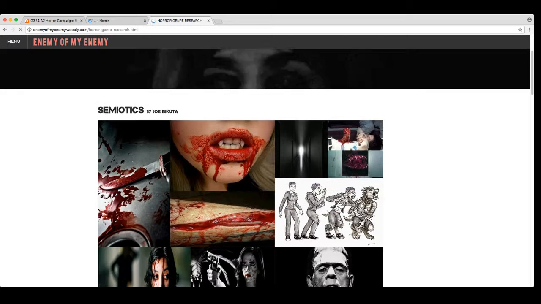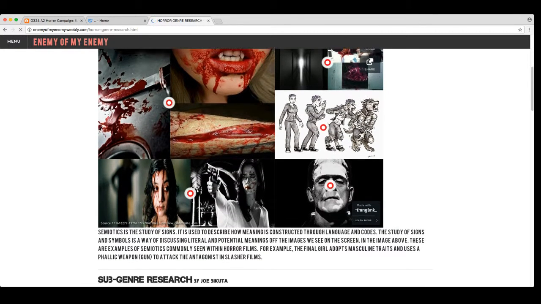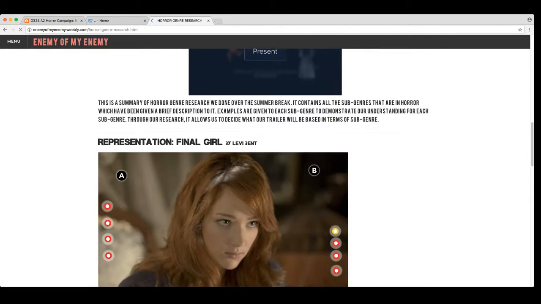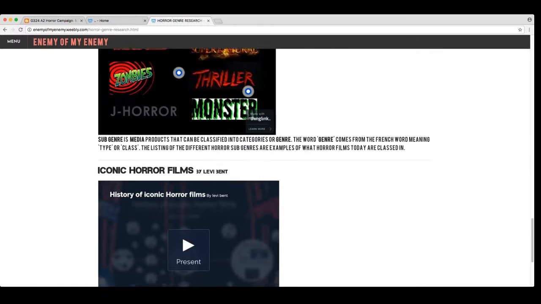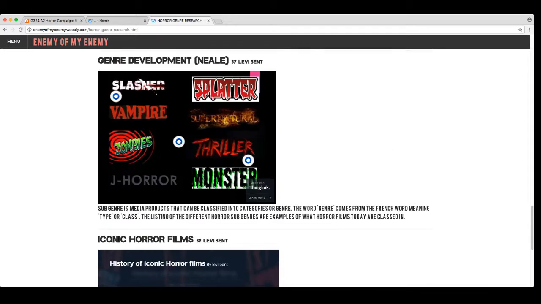So if we go to the development section, our genre research, we've got semiotics. Okay, good, and it's using ThingLink. Yep, good, so this is complete, this is complete. This is now complete, and you've got some text underneath.